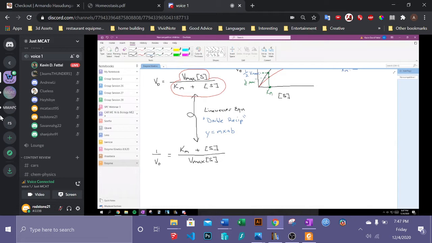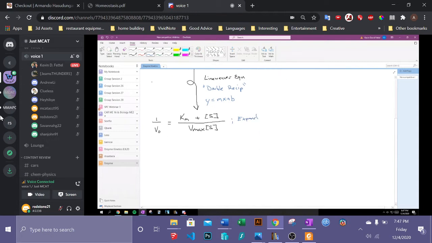Now, the next step we're going to do is expand on this. We're going to take this fraction on the right-hand side of the equal sign, and we're just going to expand that out. Instead of having one fraction, we're going to make this into two. And there is a rhyme and reason to this. So what we get when we expand on this is 1 over V naught is equal to Km all over Vmax times the substrate concentration plus substrate concentration all over Vmax times the substrate concentration. All we did was expand this fraction out into two separate fractions.